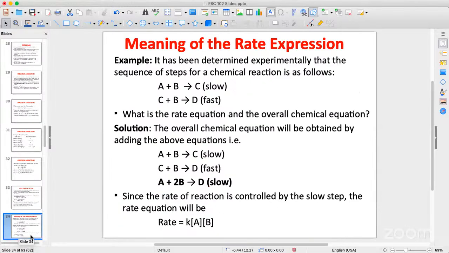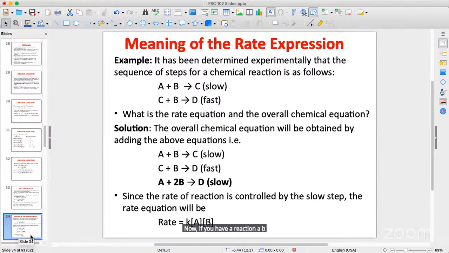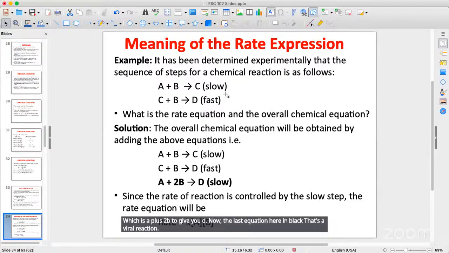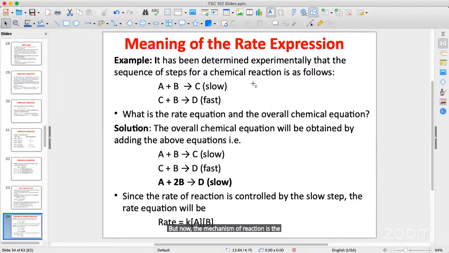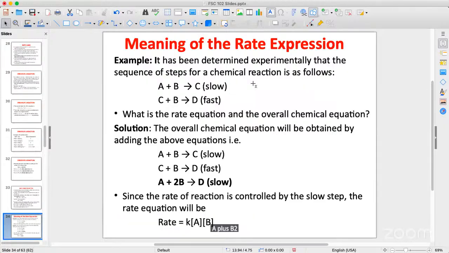Now, what are we now? You see, what I explained generally the other time, that's where we are. Now, if you have a reaction which is A plus 2B to give you D. Now, the last equation here in black, that is the overall reaction. But now, the mechanism of reaction is the first thing we have. It has been determined experimentally that the sequence of steps of a chemical reaction is as follows. A plus B to give C, that is the slower of the two steps, because this is a two-step reaction.